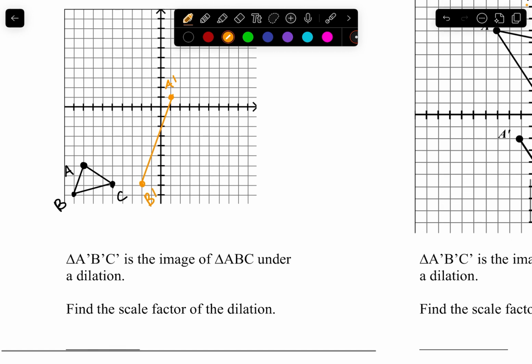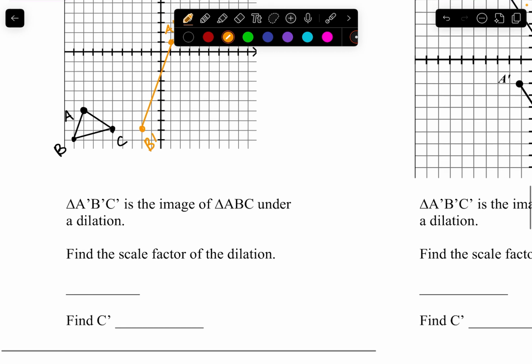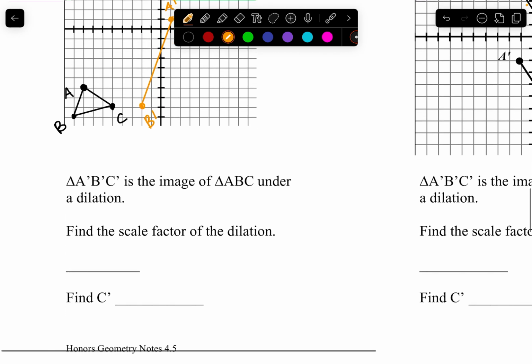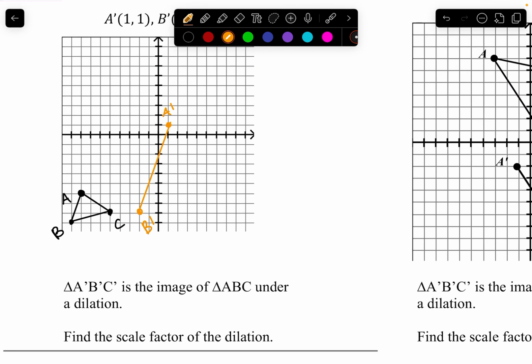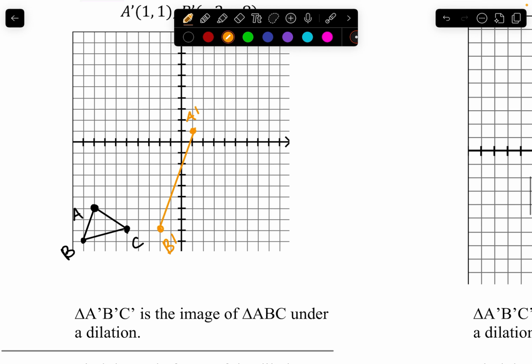Okay, I have to figure out what the scale factor of the dilation is, and I need to find C prime. Now, here's the problem with this one, okay? I don't know where my dilation happened at. It could have been at the center. It could have been somewhere else, okay? So what I'm going to have to do is kind of ignore the center of dilation for a minute, and instead I have to figure out what the scale factor is. So no matter what, your first goal is to figure out scale factor.